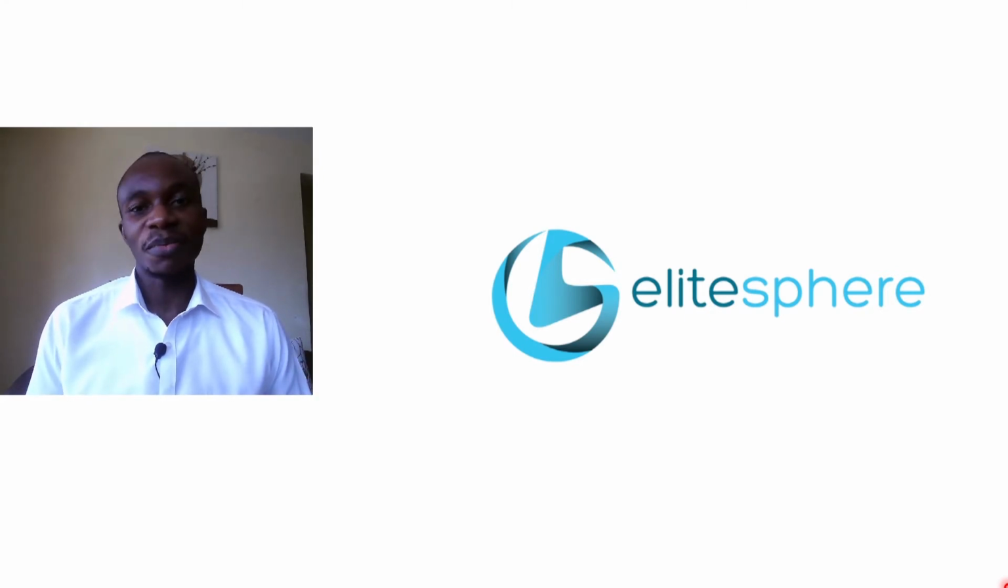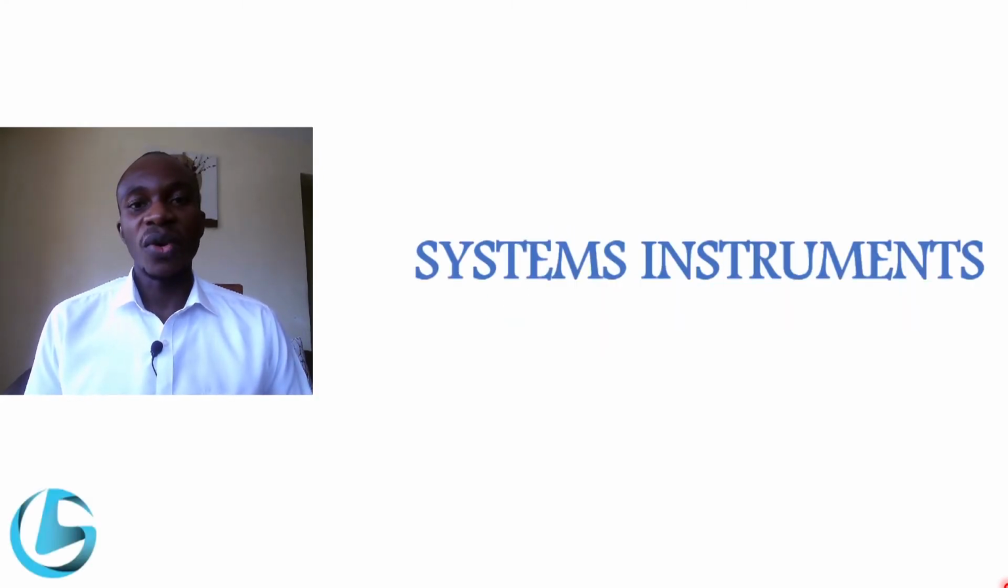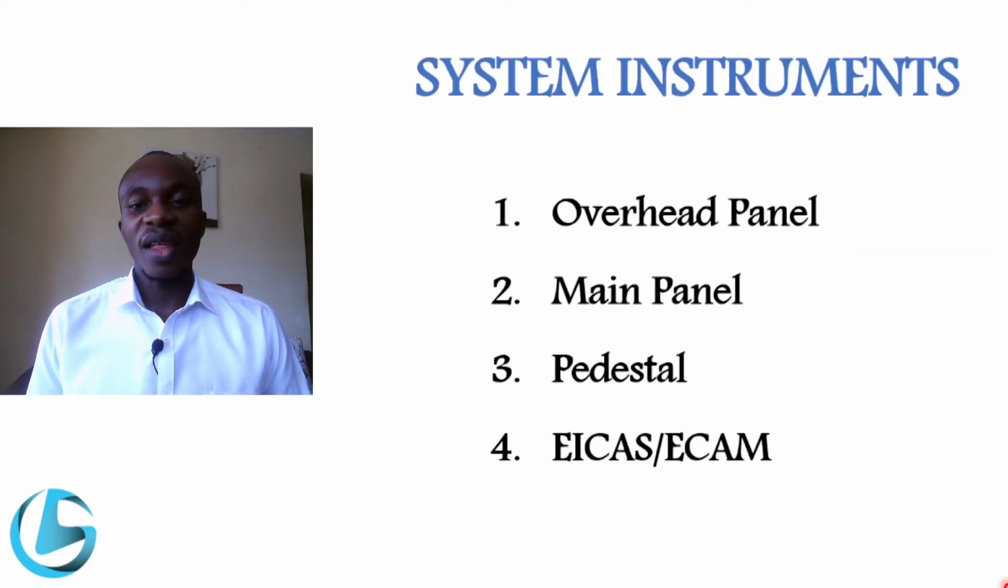So, welcome. We start by looking on the analog indication for various systems that are found on an aircraft. These analog indicators are either located on the overhead panel or on the main instrument panel, then also on the pedestal of an aircraft.